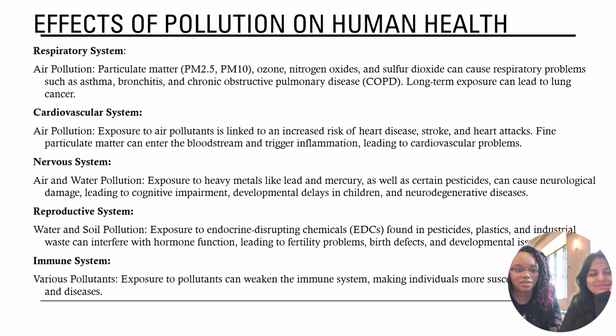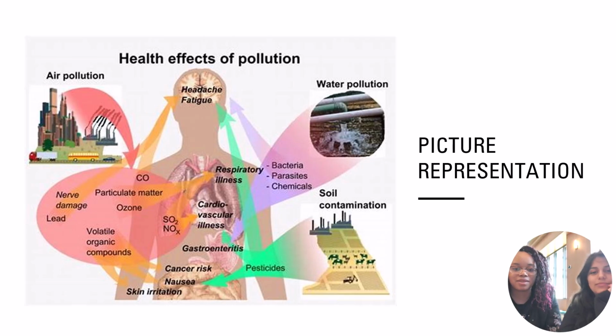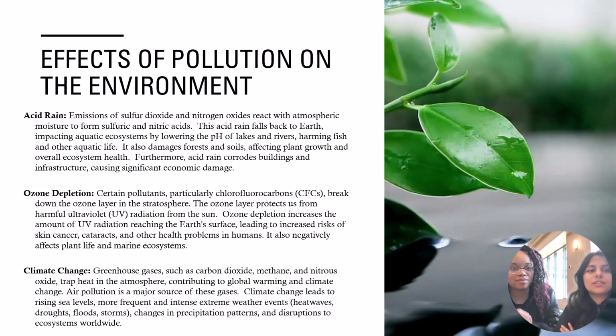The reproductive system: water and soil exposure to pesticides, plastics, and industrial waste can interfere with hormone function, leading to fertility problems, birth defects, and developmental issues. Immune system: various pollutants. Exposure to the pollutants can weaken the immune system, making individuals more susceptible to diseases. Effects of pollution on the environment.